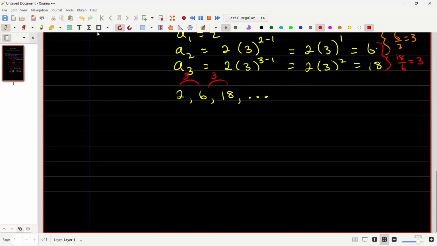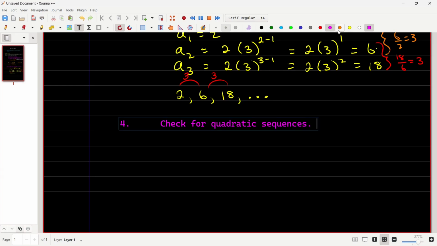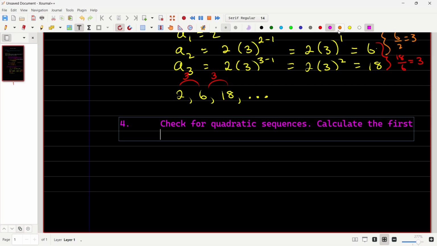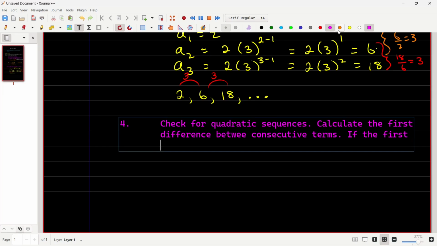All right, let's go on to the fourth one now. The fourth one is to check for quadratic sequences. All right, so we're supposed to calculate the first difference between consecutive terms.